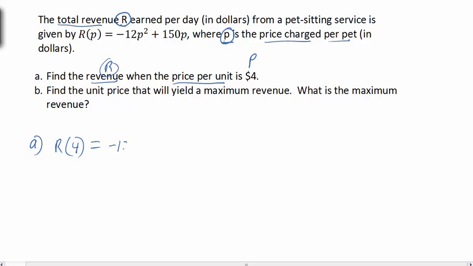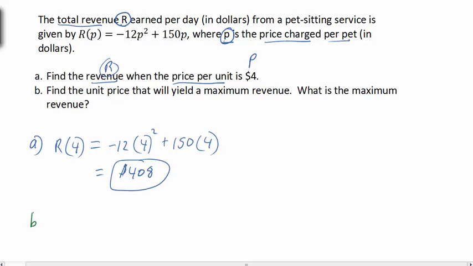So that's negative 12 times 4 squared plus 150 multiplied by P, which is 4. And if we perform the calculations here, we're going to end up with 408. And that, of course, is the revenue, so that would be $408. So make sure that you have the correct units when you solve these problems. So when the price per unit is $4, the revenue is going to be $408.